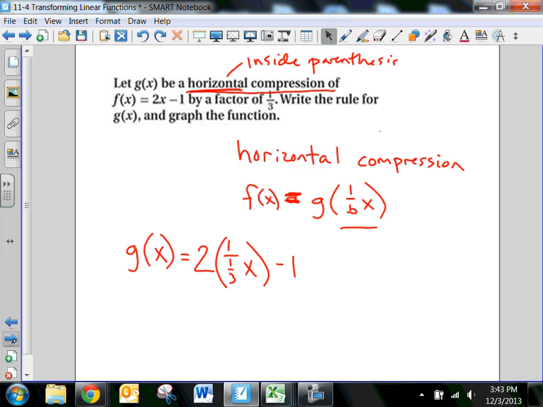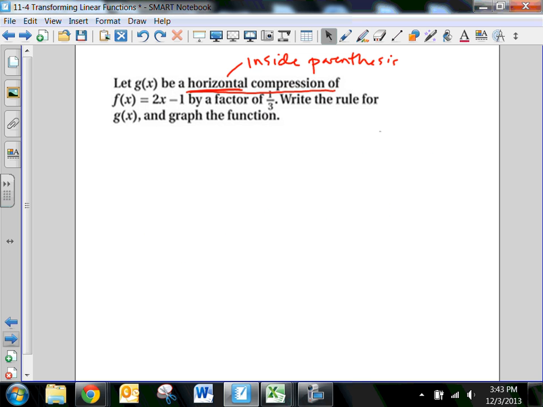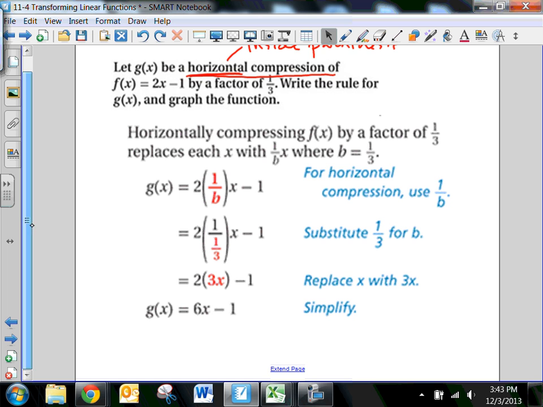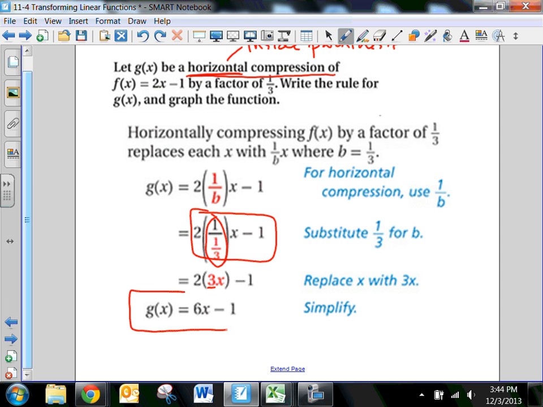And so I'm going to erase this and show you what it's going to look like in the end, okay? So it's coming up, and you can see that it's a horizontal compression, compressing f of x by a factor of 1/3, and this is what we just wrote down, okay? This is what we wrote down right there earlier. And this right here will turn into 3x, okay, which will be 6x minus 1. So our new transformation is 6x minus 1.